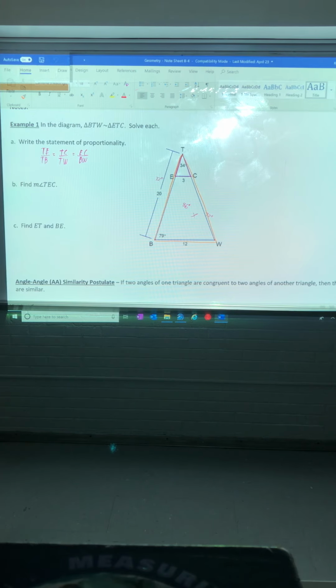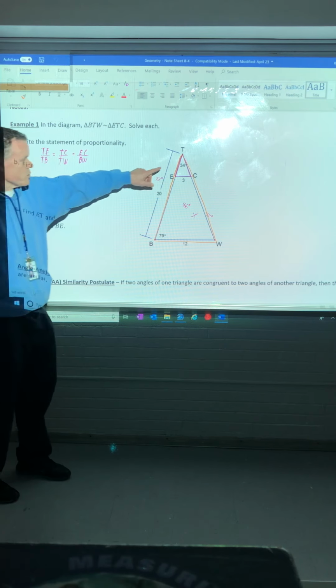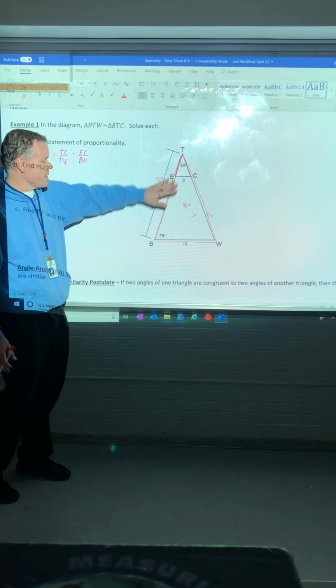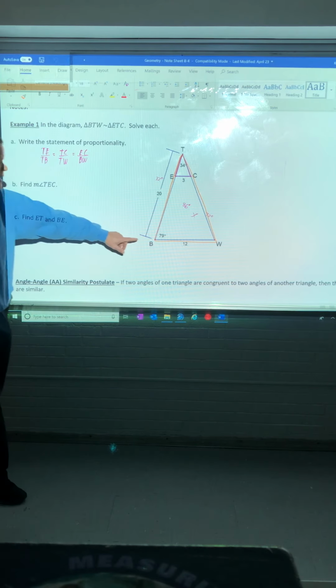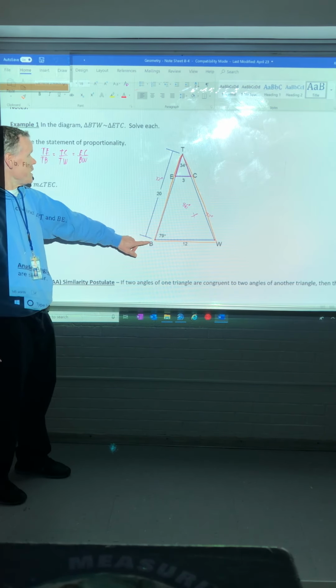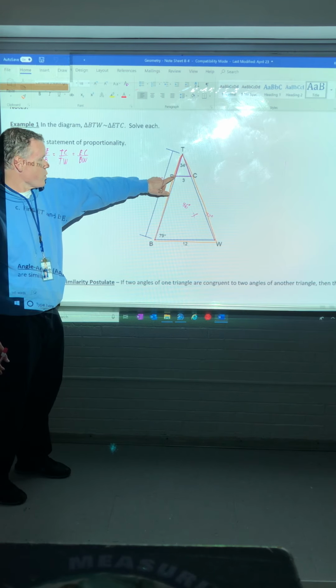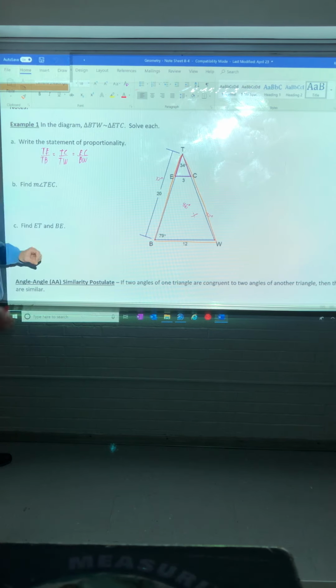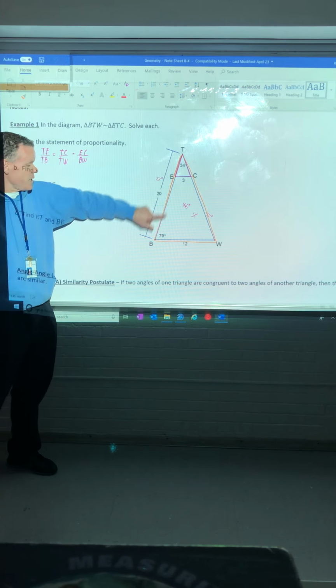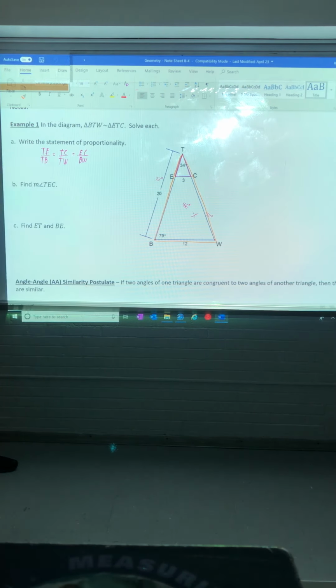Well, let's look at this. We know that in two triangles that are similar, all the angles are going to be the same. So we know that angle B right here is going to be congruent to angle E. Angle TEC and angle B are both going to be 79 degrees. They're both going to be 79 degrees right here.